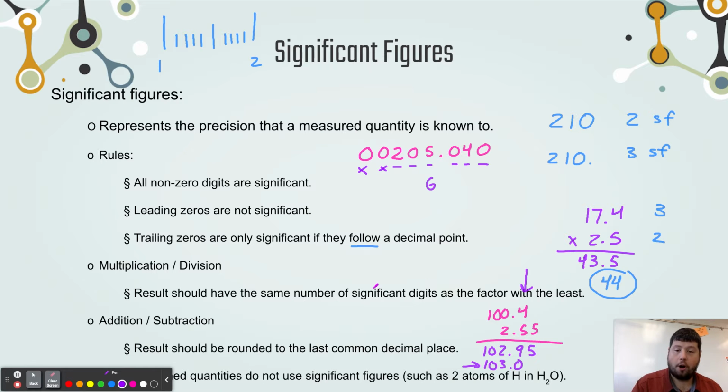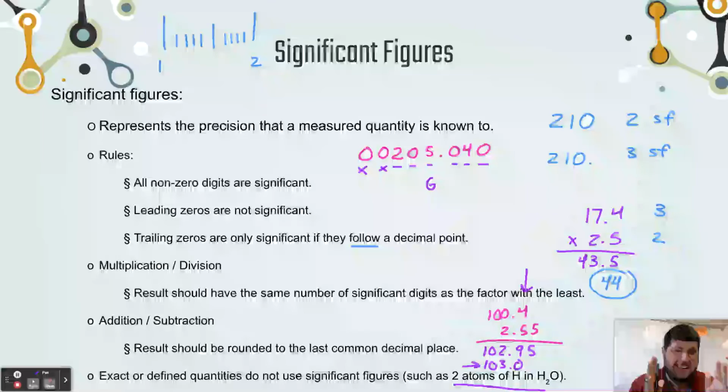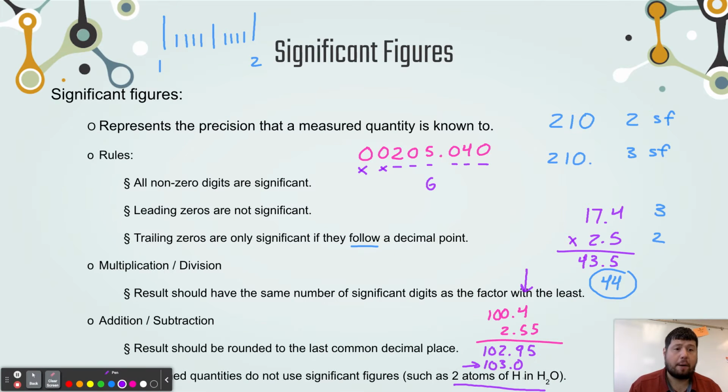It's a little hard to see, but this last part of the slide here is that exact or defined quantities don't use sig figs. So if you were to do some stoichiometry like in chemistry, and you knew that there were 2 atoms of hydrogen in H2O, you wouldn't round your answer to 1 sig fig because of the 2. Because that 2 H's in H2O is not a measurement. There are 2 H's in H2O. It's not like there's any uncertainty about how many H's are in an H2O molecule. So that's an exact number, and so that will not use significant figures. That comes up a couple times, and we'll talk about that when it happens.